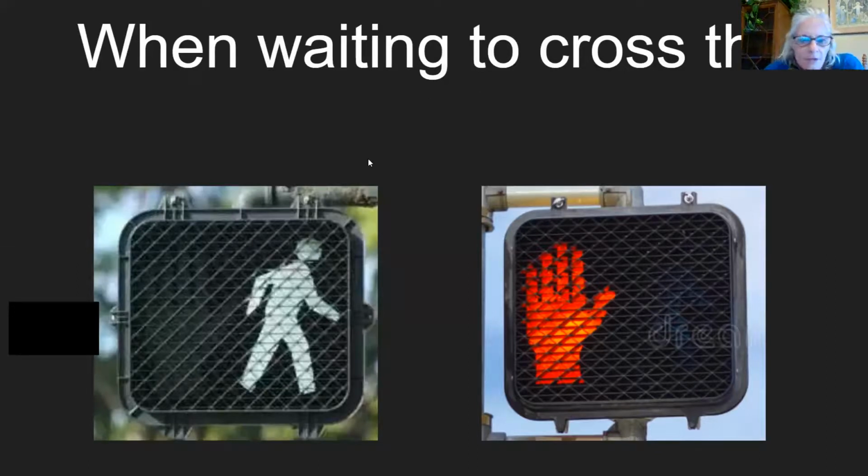Remember, the white pedestrian means go, and the orange hand means stop. But we do not go into the intersection. If we go in the intersection and the orange hand goes on, we need to continue walking to the other side of the street.